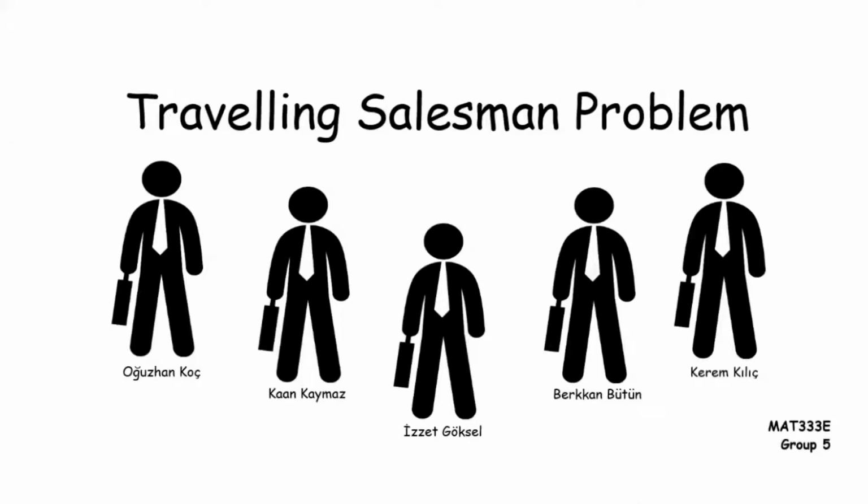Hello. Today we are going to talk about a programming problem named the traveling salesman. So, what is the traveling salesman problem? The traveling salesman problem is one of the most famous mathematical problems in programming. The problem aims to find an algorithm that will calculate the shortest path of a salesman traveling through n cities.